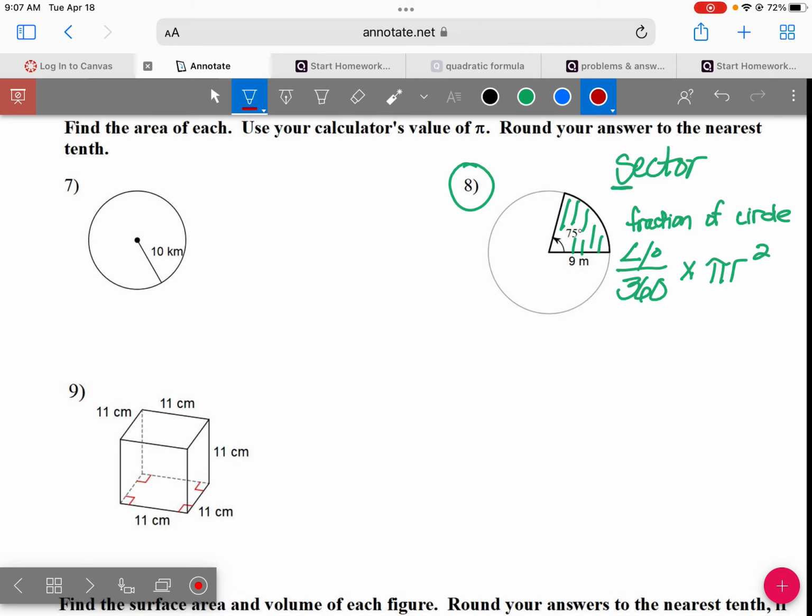No. So the angle or the degree, what is the angle or degree of my sector? 75 divided by 360 times pi r squared. What is my radius of this problem? 9. Yes, this is 9 squared. So on your calculators, you would take 75 divided by 360 times pi times 9 squared. And you should get, for the area, has anybody got it?